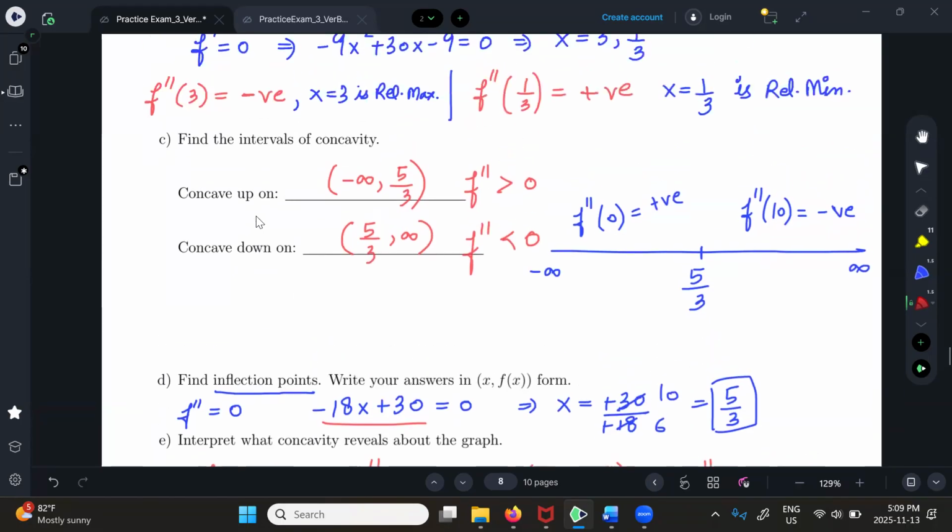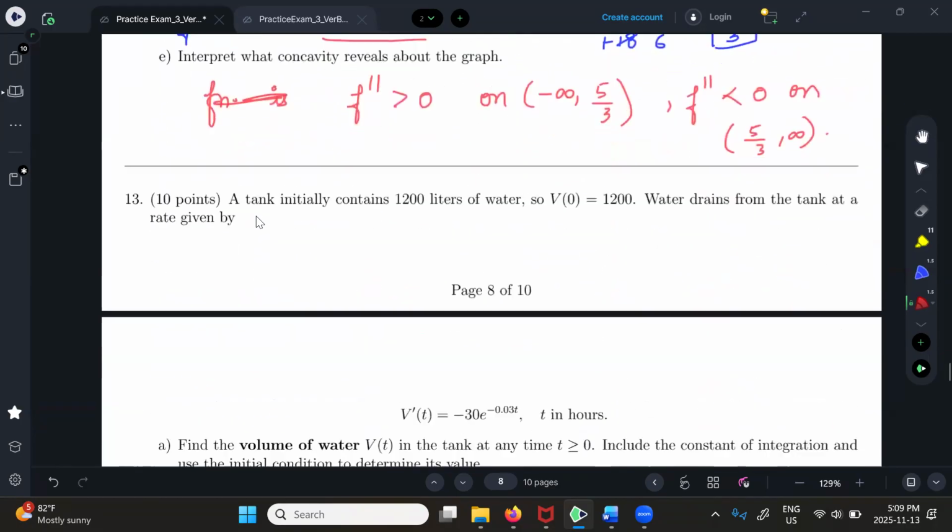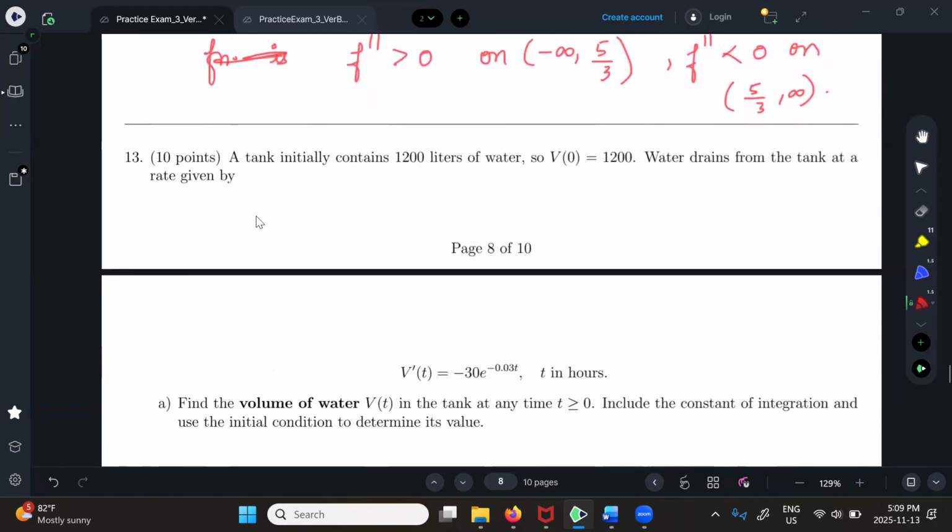This is derivatives. There is no integration going on. Watch this video again and it will make sense to you. This is something similar. You have done this in the past. Now, moving on.